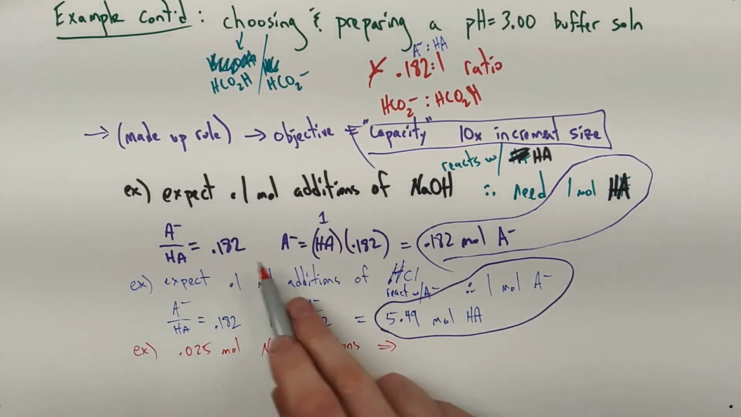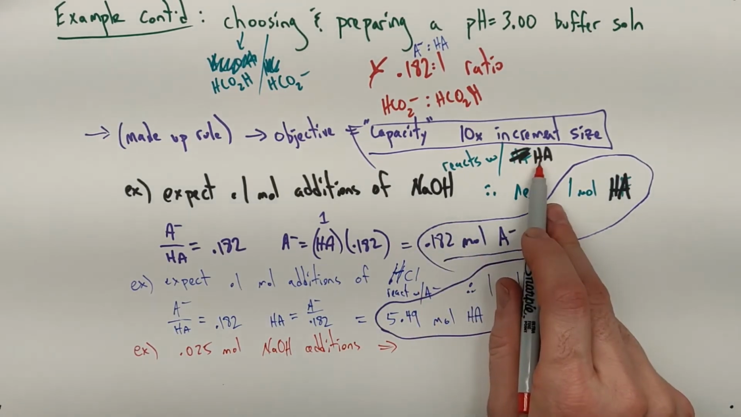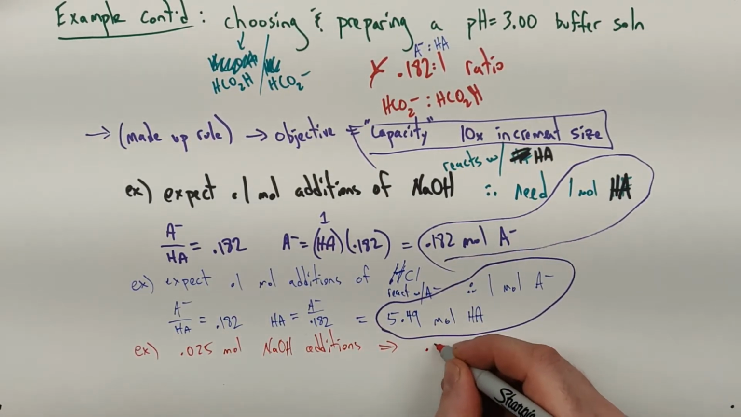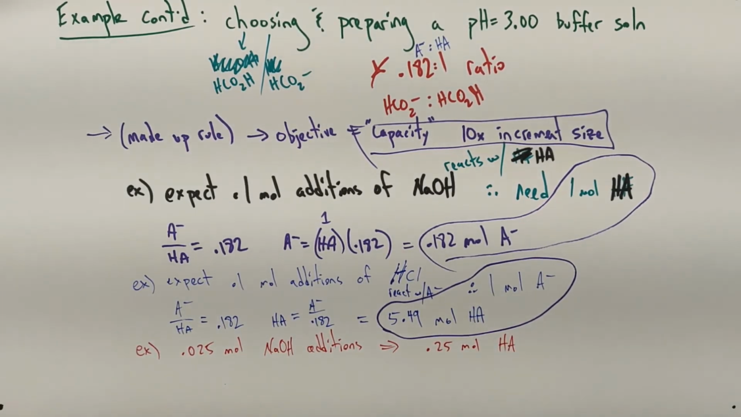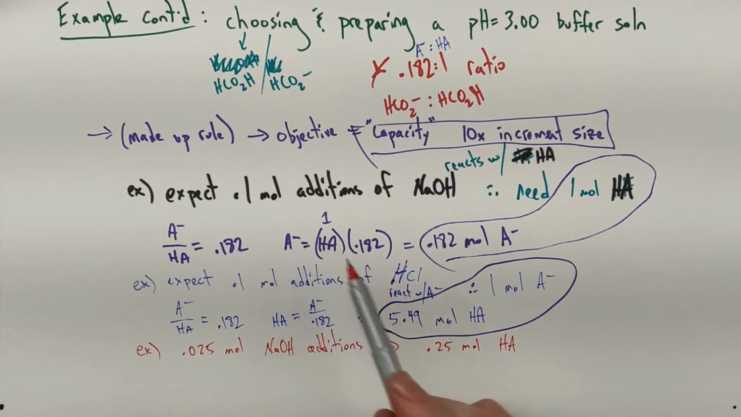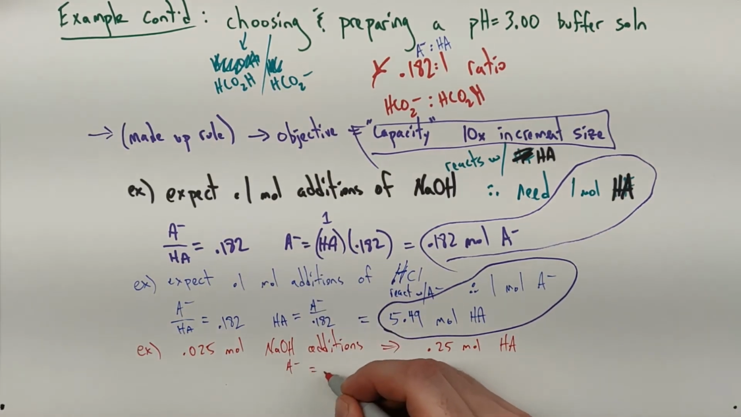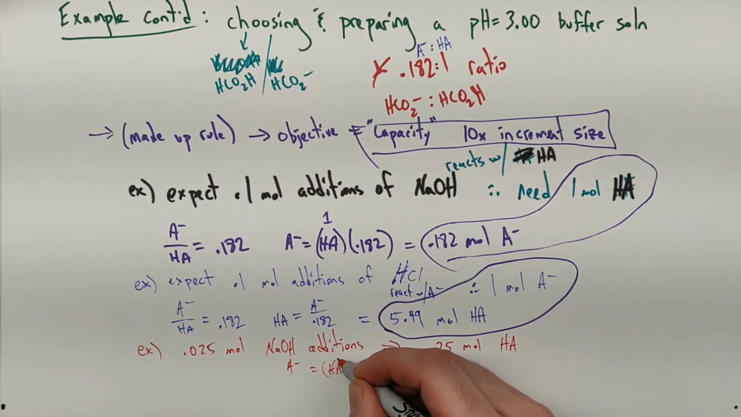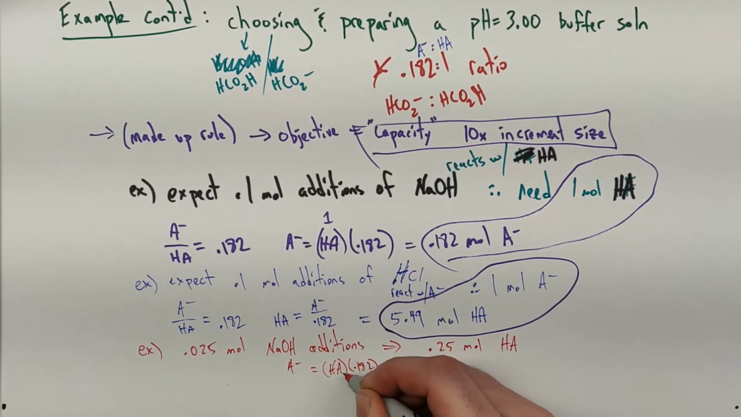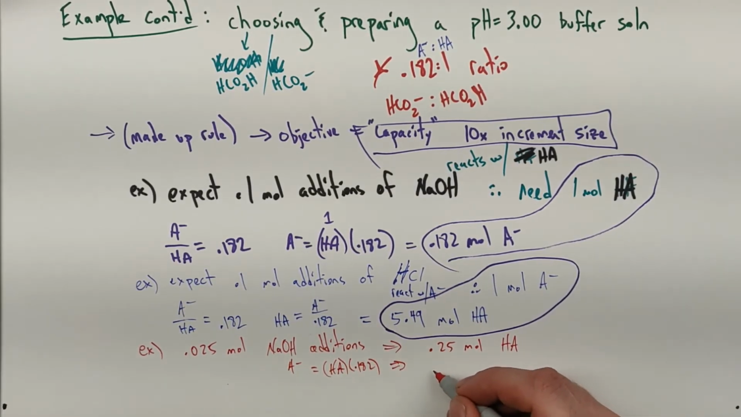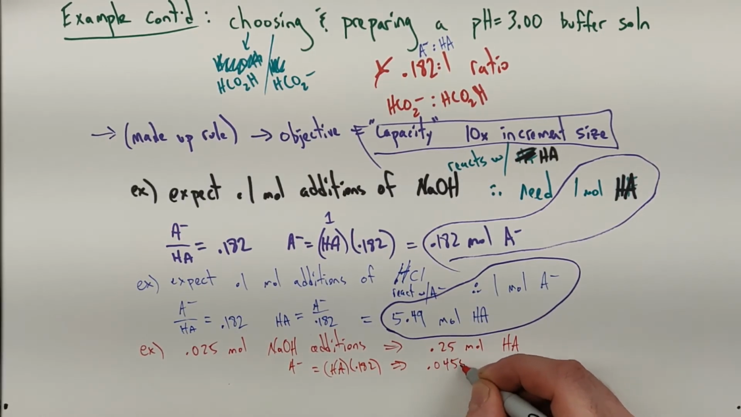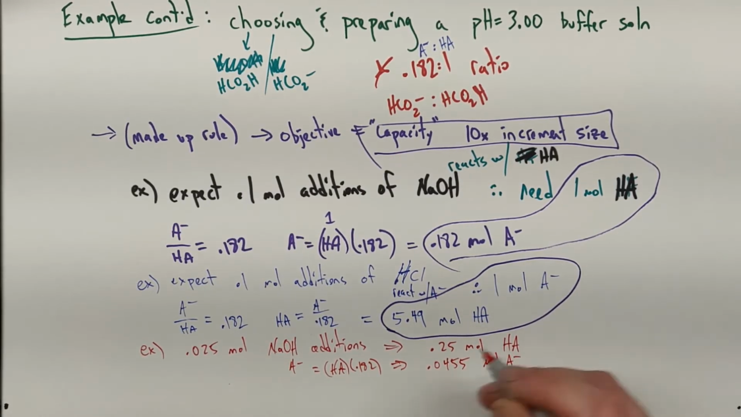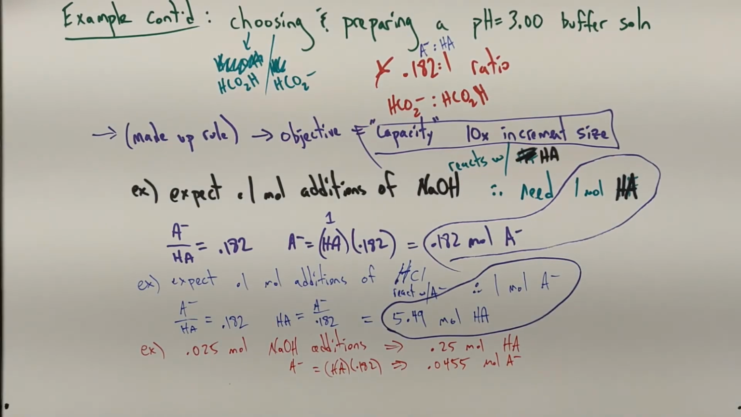So, the NaOH we've already established is going to react with the HA. 10 times that would be 0.25 moles of HA that we need. And so we plug in this exact same way. Our A minus is going to be HA times 0.182, and that gives us 0.0455 moles of A minus. And that gives us the ratio that we're looking for if this is our incremental addition.